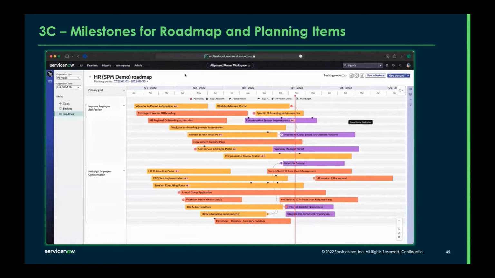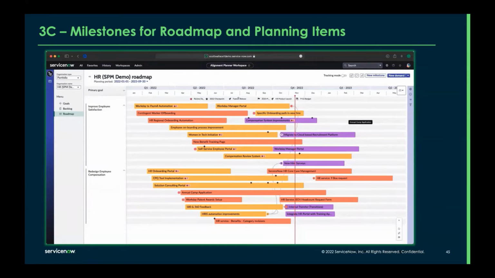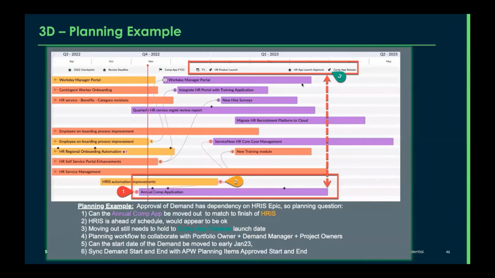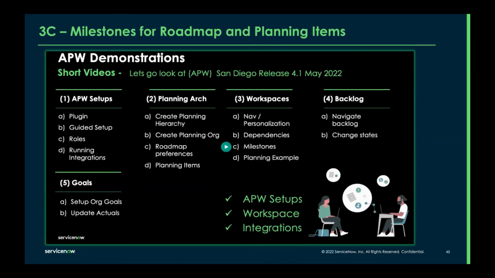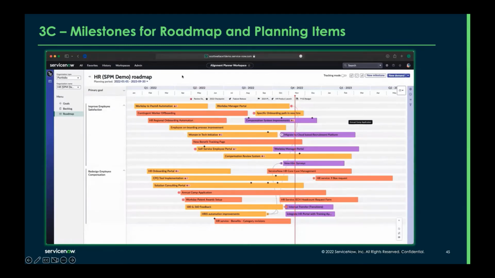Let's look at the milestones for planning items, for roadmap planning items. So you'll see here, there are the items here. I've got some dates. I want to look at the planning items. Messed up my milestone here. Yeah, I've already gone through this, sorry.